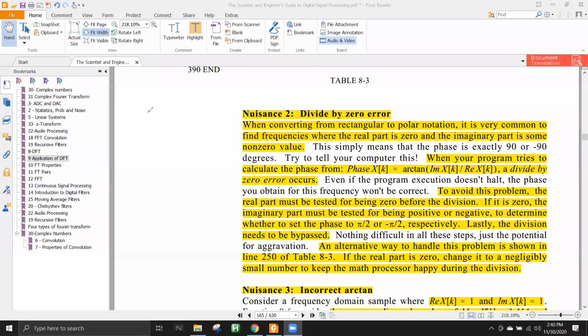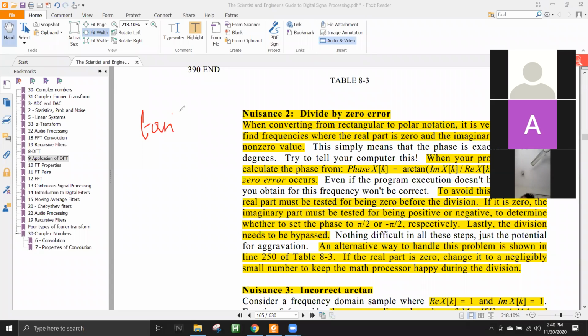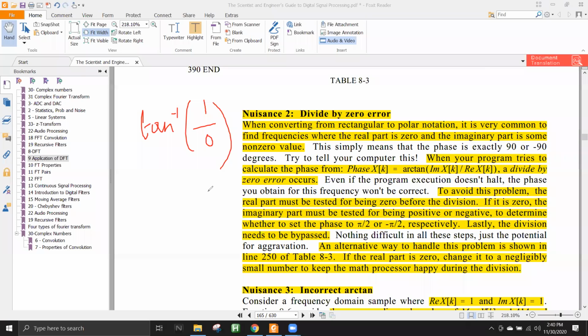Why? Because when do we actually get tan inverse of something divided by 0? What does this actually mean? What are you supposed to get? Yes, you're supposed to get 90 degrees, right? Or actually, since I'm doing tan inverse, I'm not actually going to get 90 degrees. I'm going to get pi by 2.